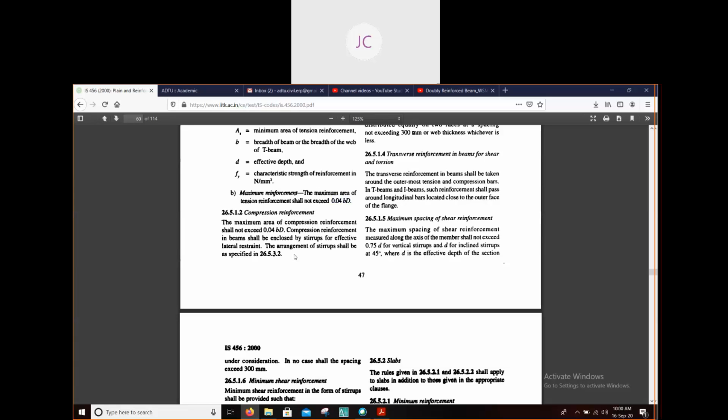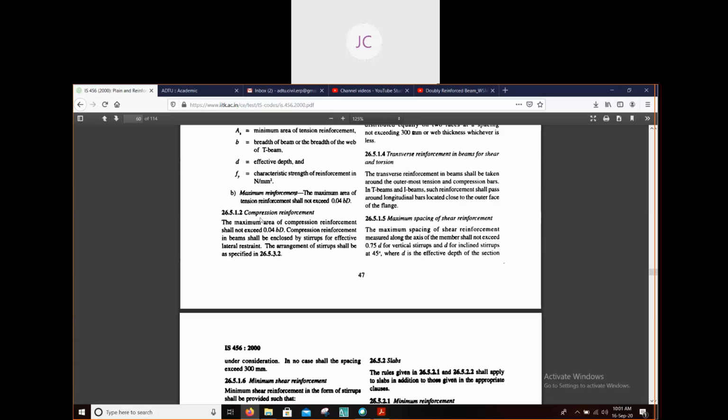Maximum area of steel in tension, how much will it be? 0.04 times BD, or you can say it is 4% of the gross cross-section area. That means the total area of steel in the tension zone cannot be more than 4% of BD, not more than 4% of the total cross-section area.